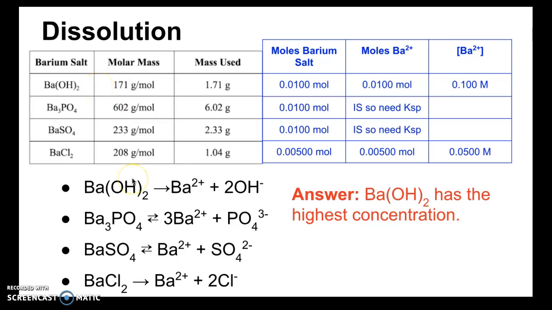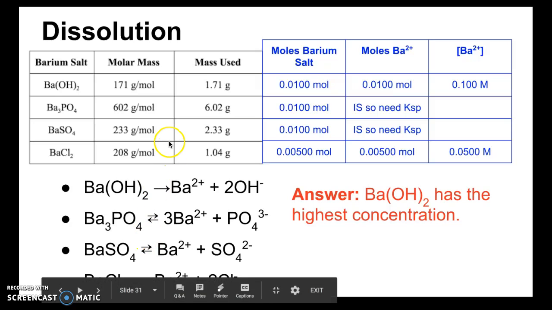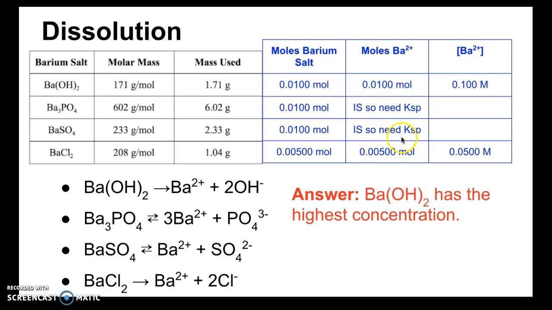dissolution equations. For the first one, it's a 1-to-1 barium hydroxide to barium, so the moles of barium salt will be the moles of barium ion. And for the last one, it's the same thing, a 1-to-1 molar ratio, so the moles of barium salt is the moles of barium ion. And then to get the concentration, I would divide by 100 milliliters, which I converted to liters. So 100 milliliters is 0.1 liters, and I divide these moles by 0.1 liters to get the molarity.